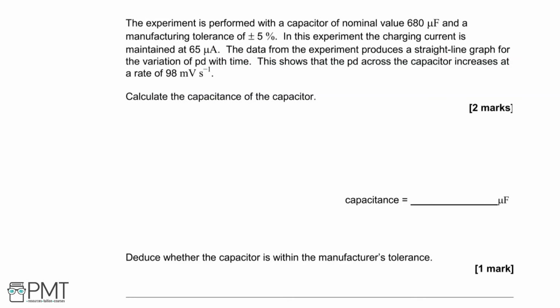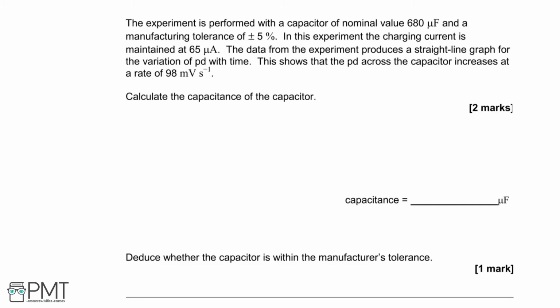The experiment is performed with a capacitor of nominal value 680 microfarads and a manufacturing tolerance of plus or minus 5%. In this experiment, the charging current is maintained at 65 microamps. The data from the experiment produces a straight line graph for the variation of PD with time. This shows that the PD across the capacitor increases at a rate of 98 millivolts per second. Calculate the capacitance of the capacitor.